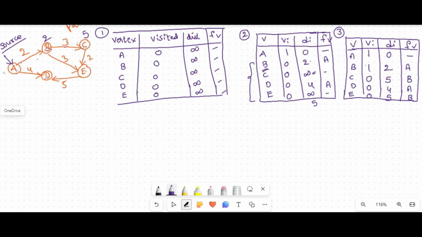Now next, from the unvisited vertices, which vertex will we visit? Whatever the shortest distance, we will visit that vertex. So now we will visit vertex D. V, visited, V, I, the distance, and from which vertex it is.